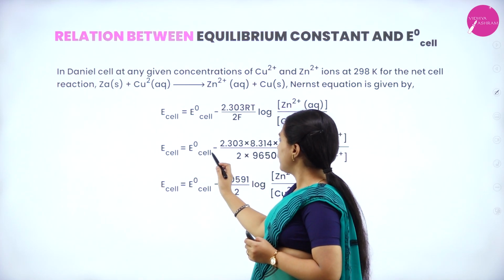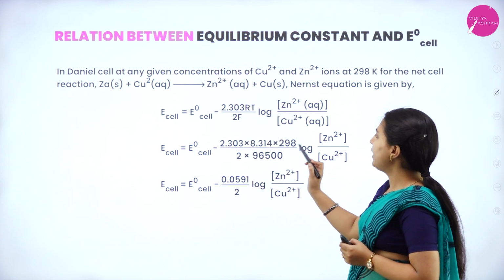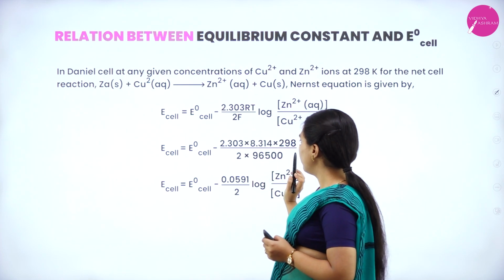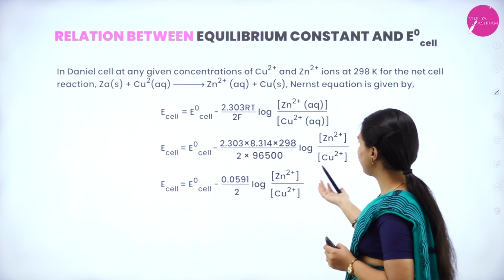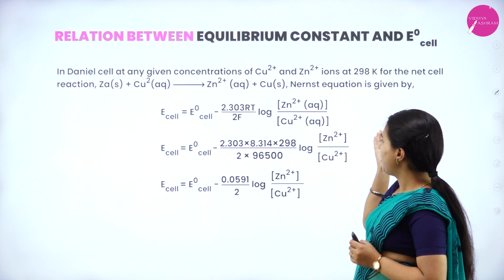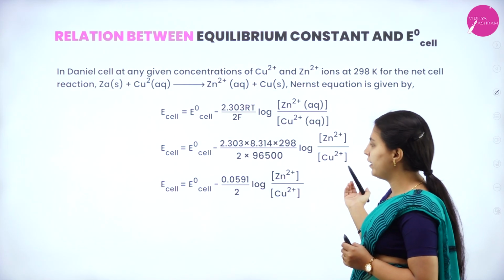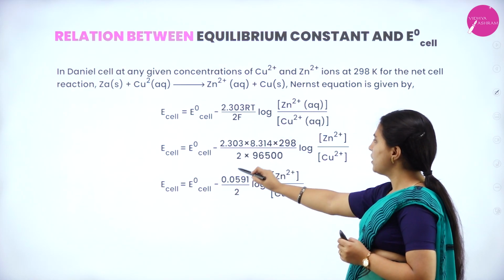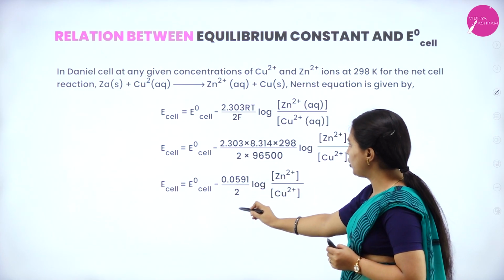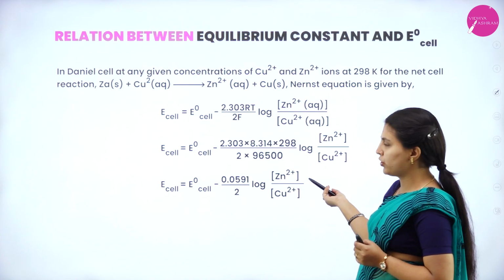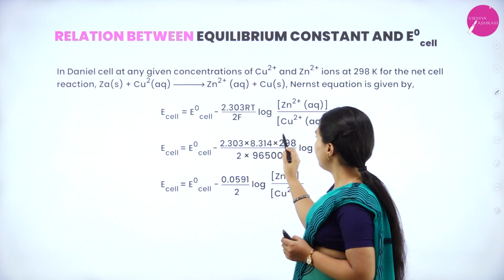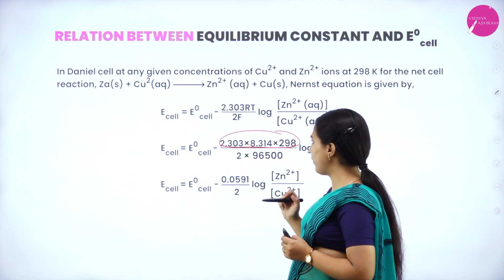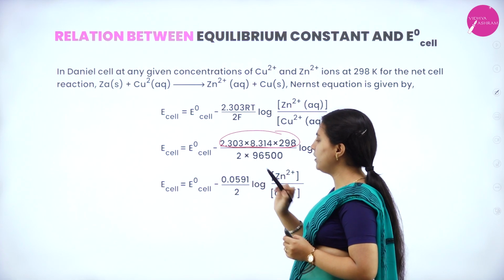So E cell equal to E0 cell minus 2.303 into 8.314 into 298 Kelvin divided by 2 into the standard Faraday 96,500 into log concentration of the product side by the reactant side. So overall what will happen? E cell equal to E0 cell minus 0.0591 divided by 2 into log concentration of product by concentration of reactant. If you multiply these standard values, you will get this value.